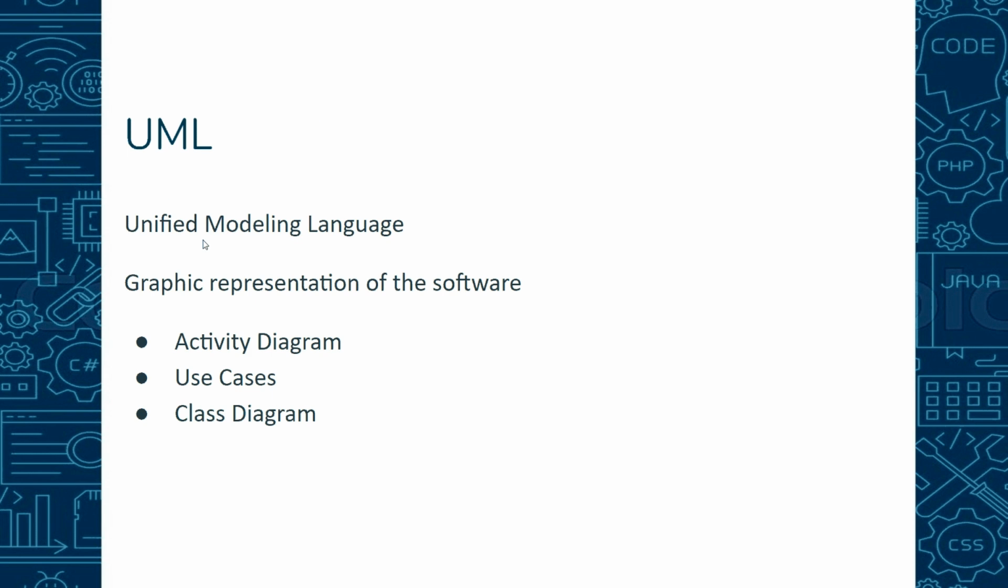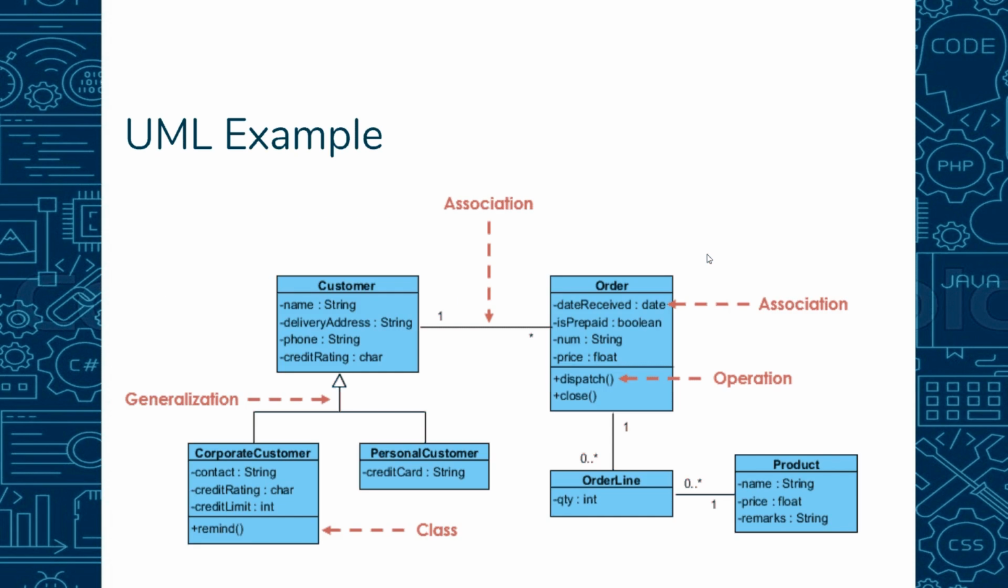UML stands for Unified Modeling Language, and it's just a little graph to help you keep track of all of the objects in your code. Here is an example of a UML diagram. Each of these rectangles represents a different class or object we might have in our code. In this case we have a customer, and we might have different types of customers. We might have a corporate customer or a personal customer. Each customer might have an order, and each order might have a customer as well.